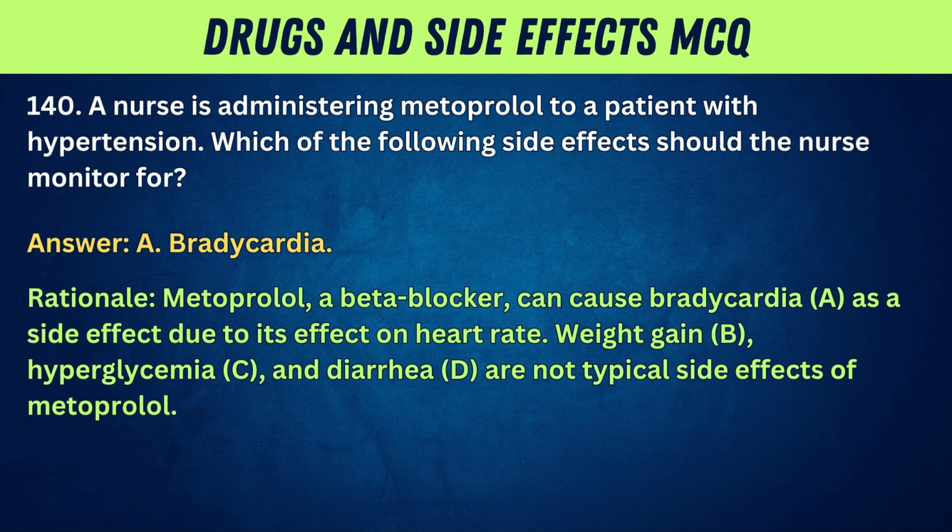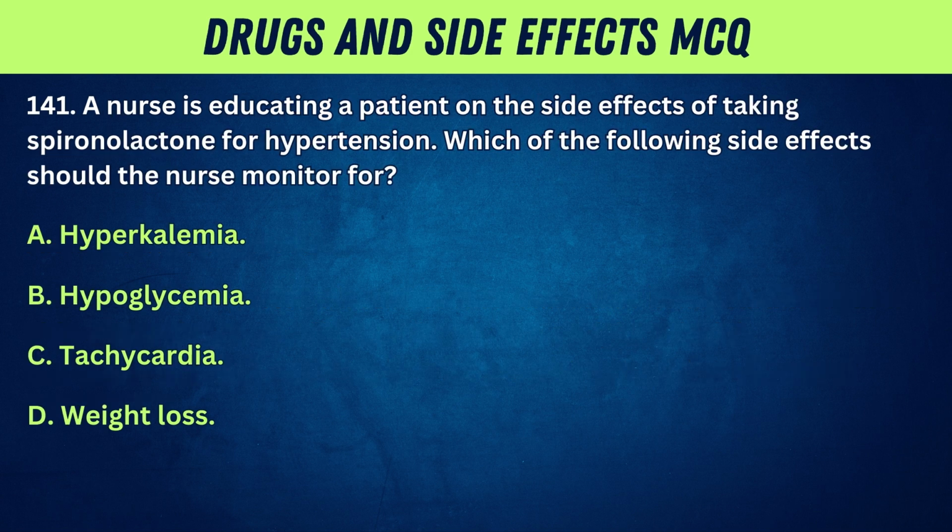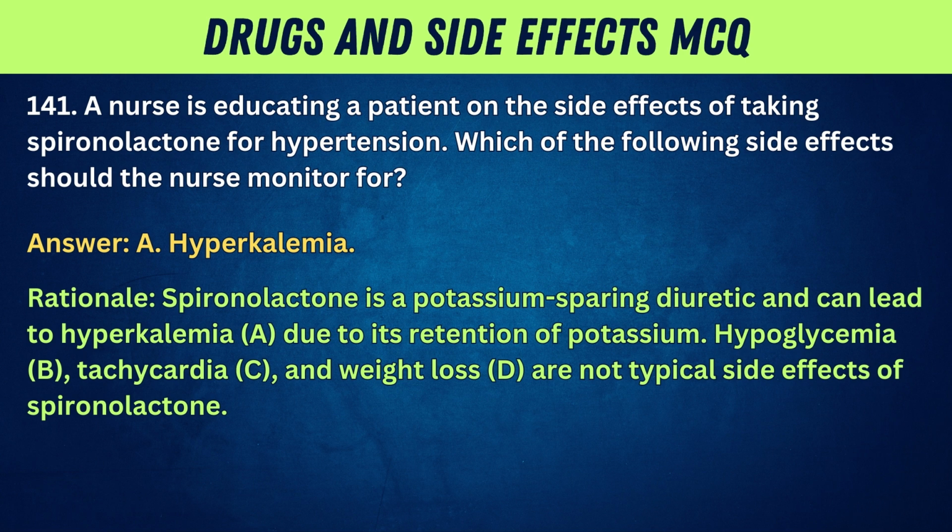Answer: A. Hyperkalemia. Rationale: spironolactone is a potassium-sparing diuretic and can lead to hyperkalemia, A, due to its retention of potassium. Hypoglycemia, B. Tachycardia, C. And weight loss, D. Are not typical side effects of spironolactone. 141. A nurse is educating a patient on the side effects of taking spironolactone for hypertension. Which of the following side effects should the nurse monitor for? A. Hyperkalemia. B. Hypoglycemia. C. Tachycardia. D. Weight loss.